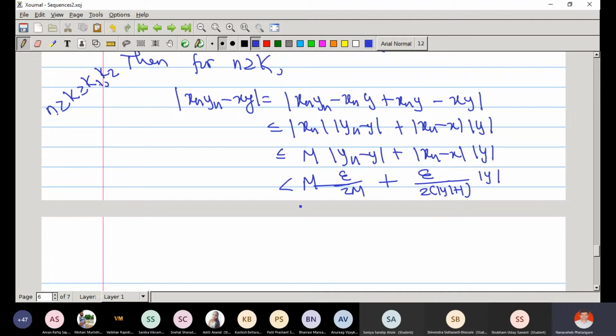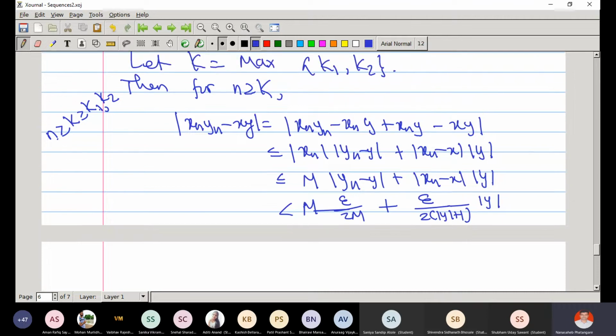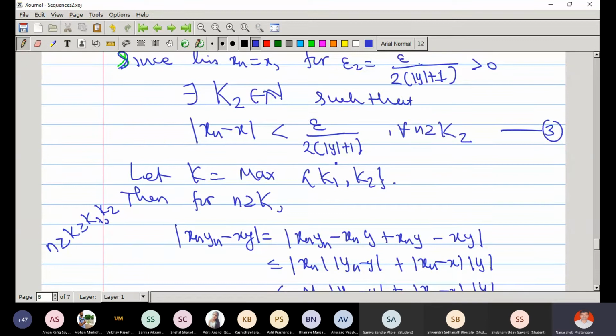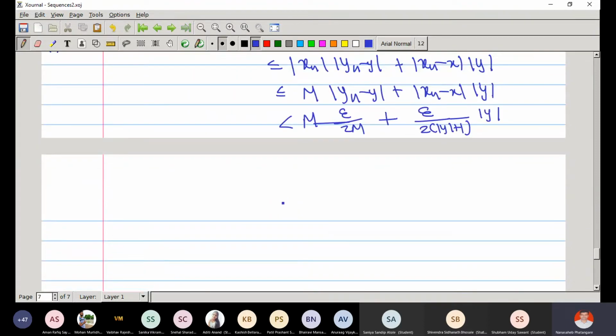Further, can I say that xn minus x is less than epsilon upon 2 into absolute value of y plus 1, right? Is it true? Yes, sir. Because n is greater equal k2 and absolute value of xn minus x is less than epsilon upon 2 times absolute value of y plus 1. So this is easy to see. So m cancels, which is epsilon by 2 plus, what is here, epsilon by 2 into absolute value of y upon 1 plus absolute value of y.